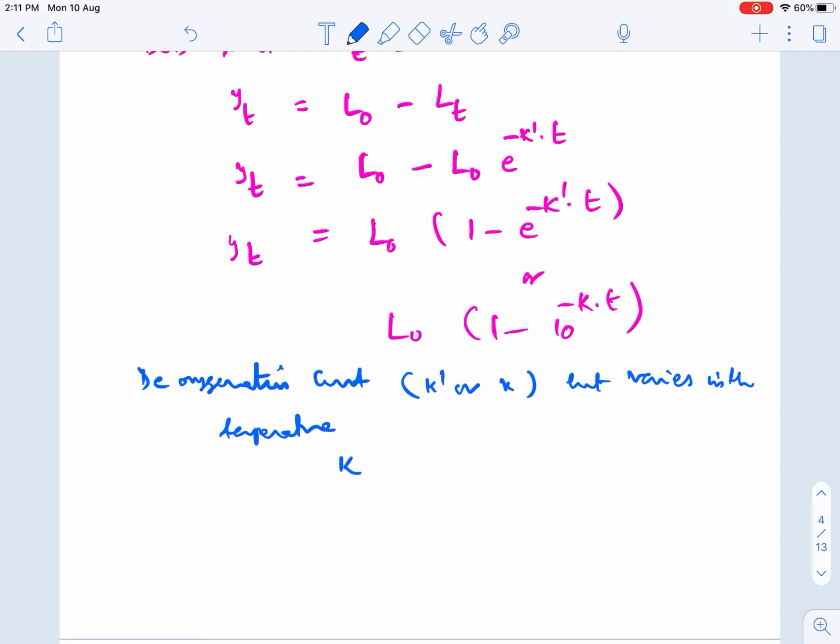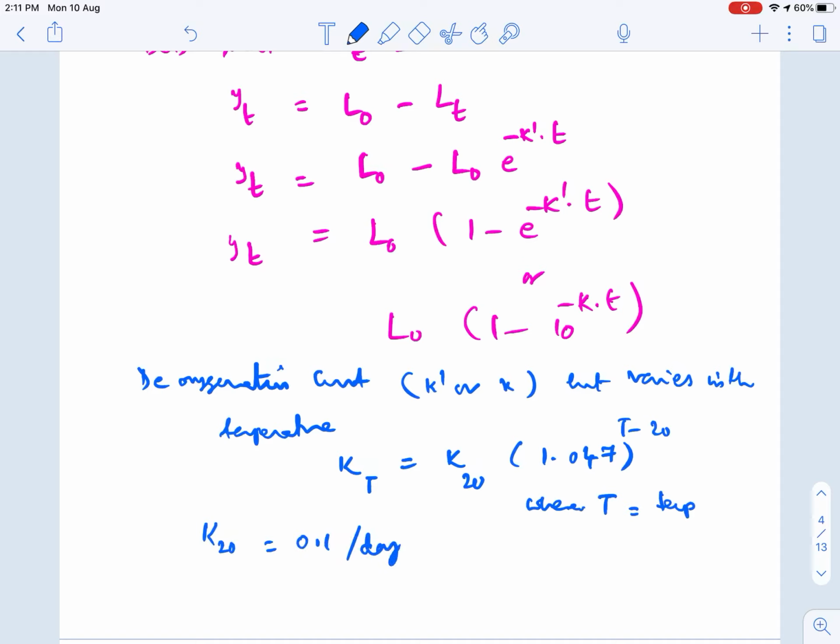So if you know the deoxygenation constant at 20 degrees, then the deoxygenation constant at any temperature T is equal to the deoxygenation constant at 20 into 1.047 to the power of (T minus 20), where T is the temperature and K20 is equal to 0.1 per day. So if you want to calculate the deoxygenation constant at any temperature, you can use this formula.